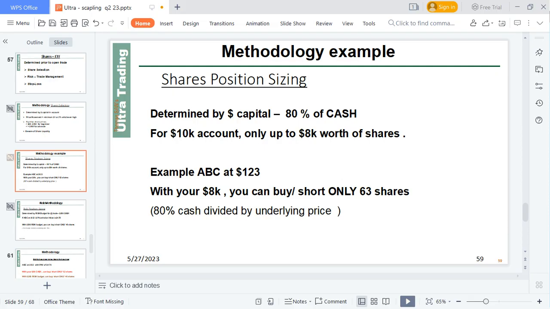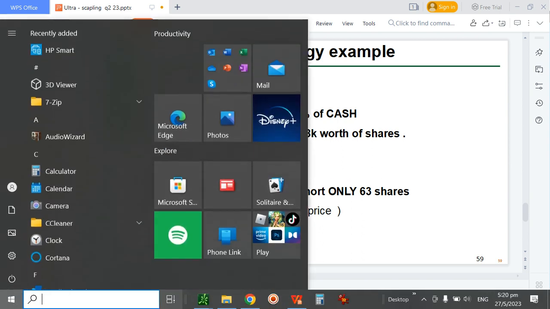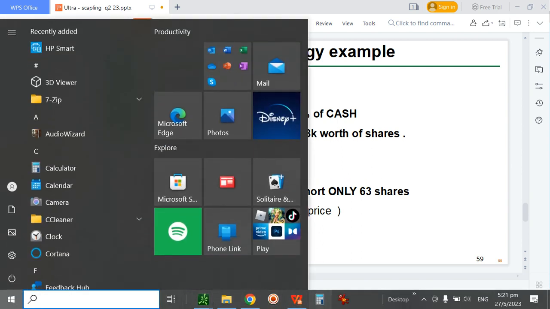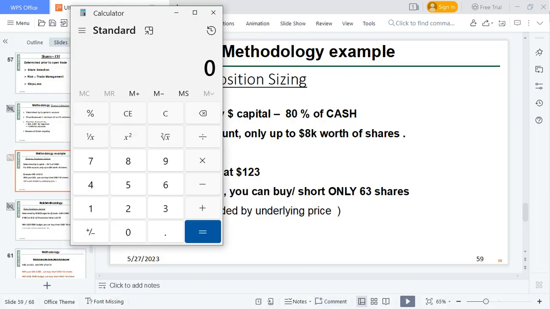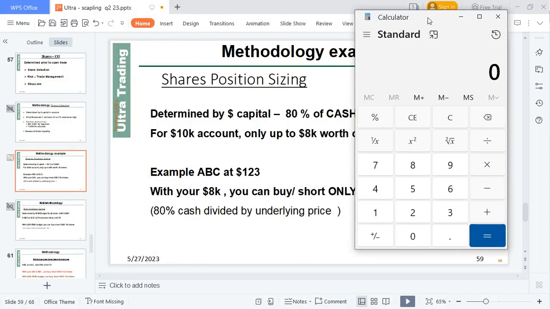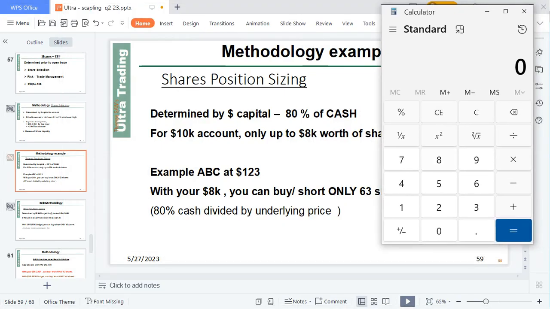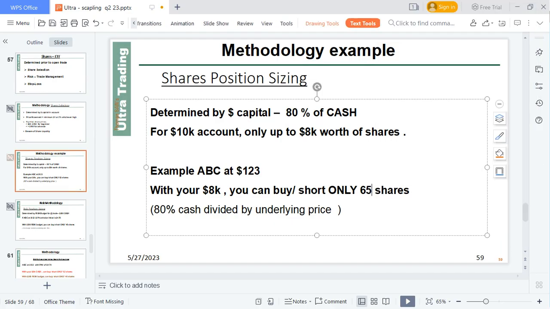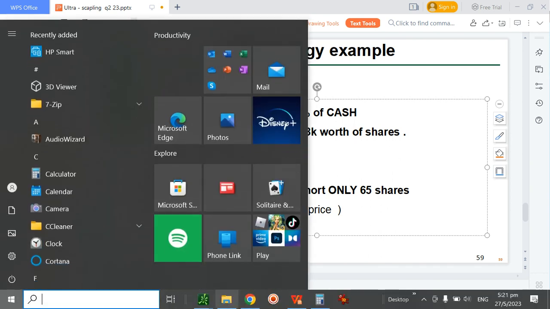So basically, as you can see here, ABC company is $123, for example. How do I get 65 shares? Simple. Let's say I prepare my $10,000 as a seasoned trader, and I prepare to risk 80%. I will put in $8,000 capital. So that is 65 shares, maximum, correct? It can be less, yes, can be less.